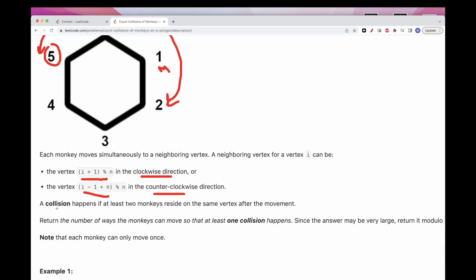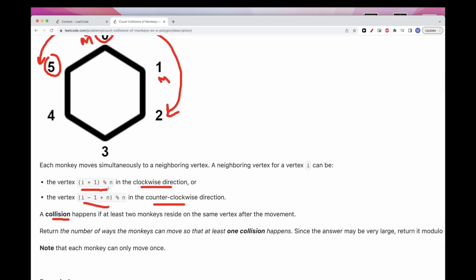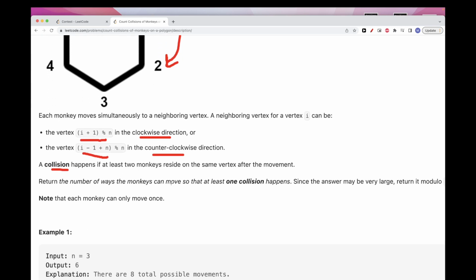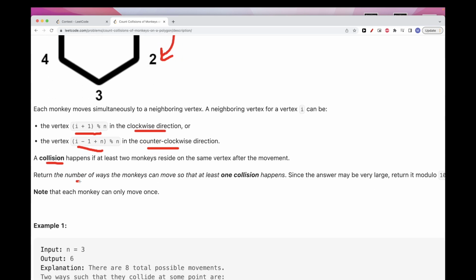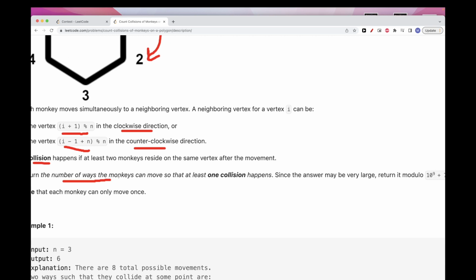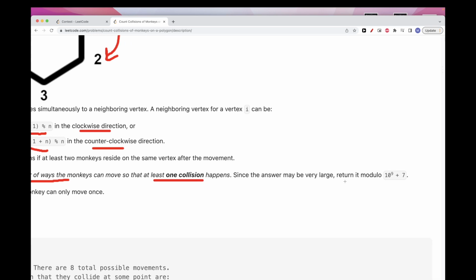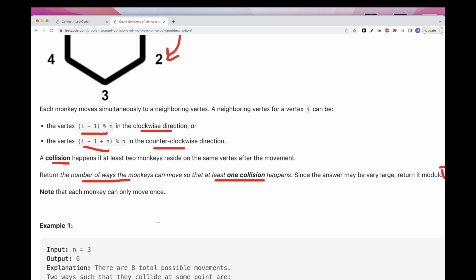Now there is a definition of a collision, where a collision happens if at least 2 monkeys are in the same vertex, right? So if, let's say, 0 moves to 1, and maybe 2 moves to 1 as well, then there is a collision. Now the problem asks us to return the number of ways the monkeys can move so that at least one collision happens. And we want to return it modulo this value in case it's too big. This is a very important note here, and that's that each monkey can move only once. So it's only one move.